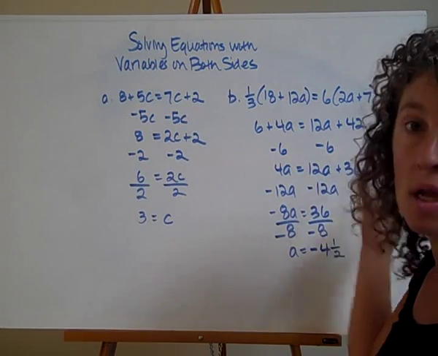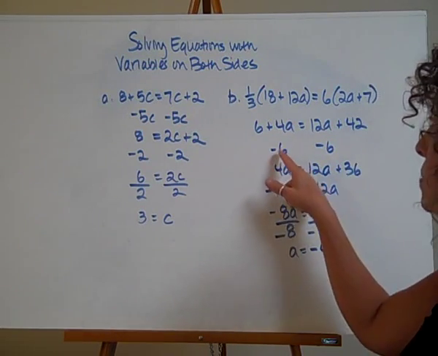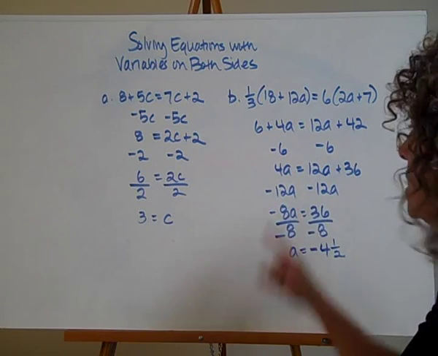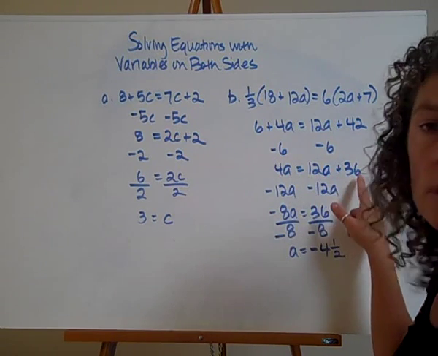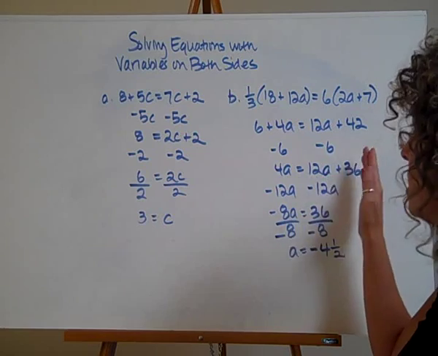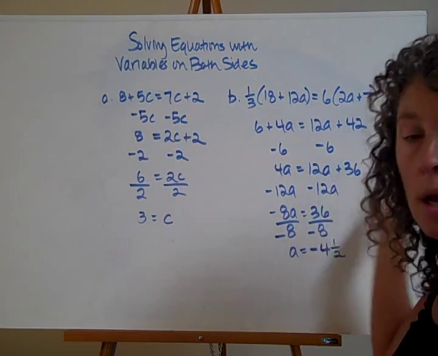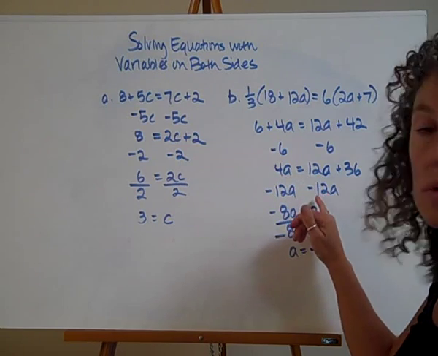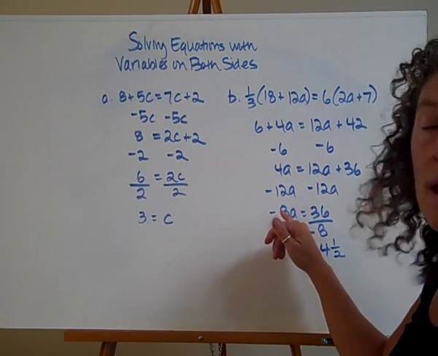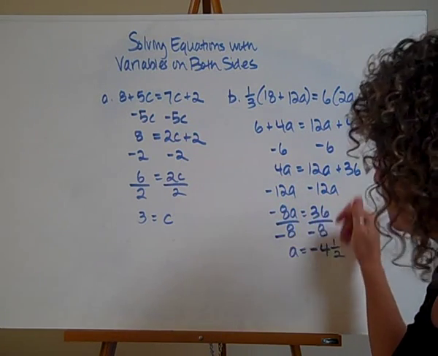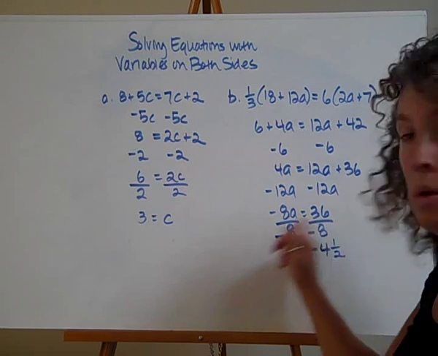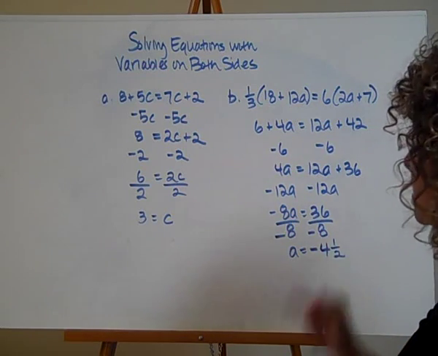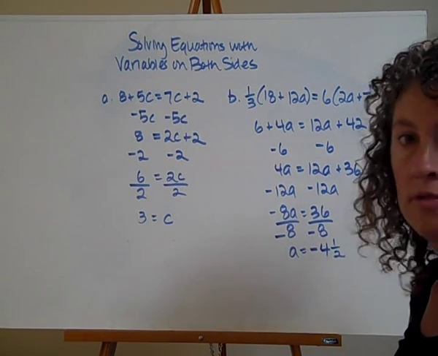So here I've started by getting the constants all on the same side. I'm going to subtract 6 from both sides first. I end up with 4a equals 12a plus 36. Now, since I have all my constants on the right, I'm going to get the rest of my variables on the left. I'm going to subtract 12a from both sides. I end up with negative 8a equals 36. Divide by negative 8. Notice my fraction bar, please. And I end up with a equals negative 4.5.